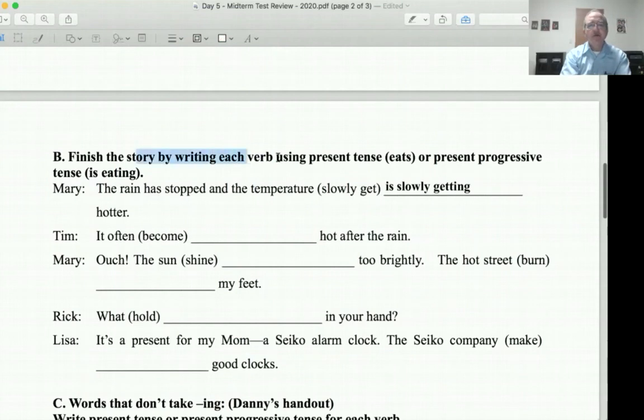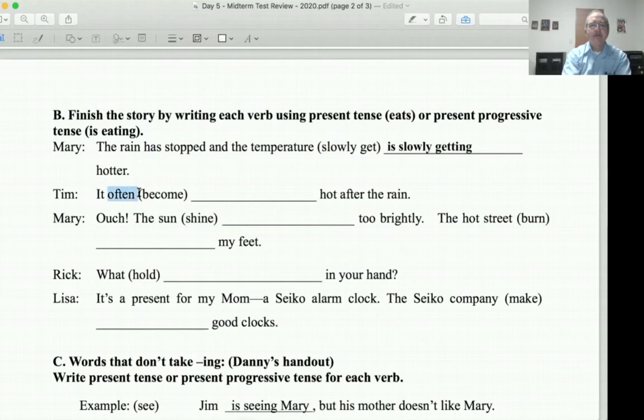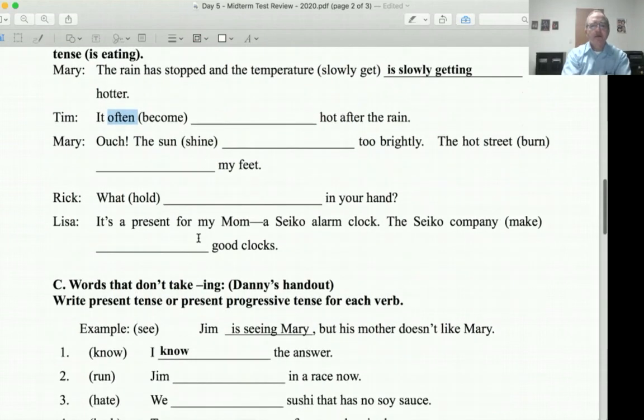Finish the story by writing each verb using present tense, eats, or present progressive tense, is eating. All right, the rain has stopped and the temperature is slowly getting, okay? So now the temperature is slowly getting, all right? So you have to choose either present tense or present progressive tense. And I think present progressive is good here. It often becomes, now often means many times, that's not now, okay? So you have to choose present or present progressive. Write all of these, practice.